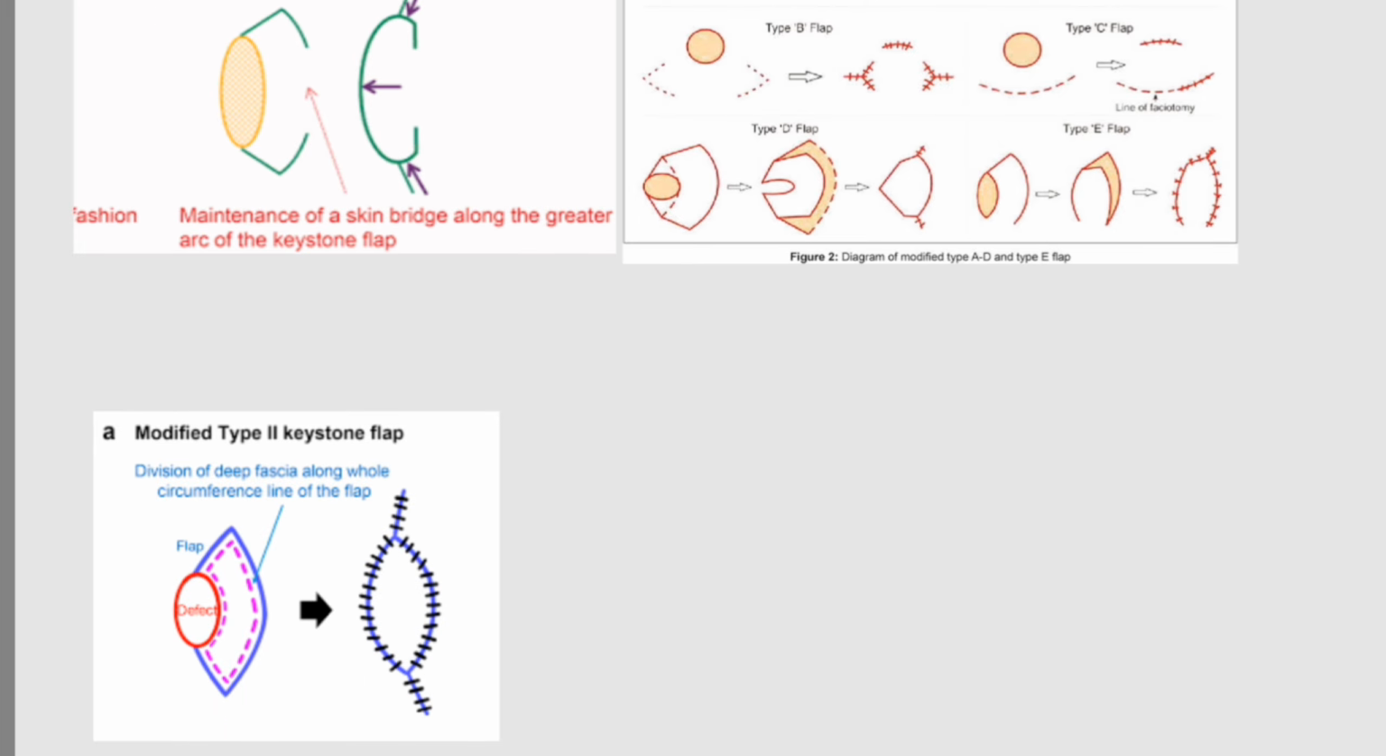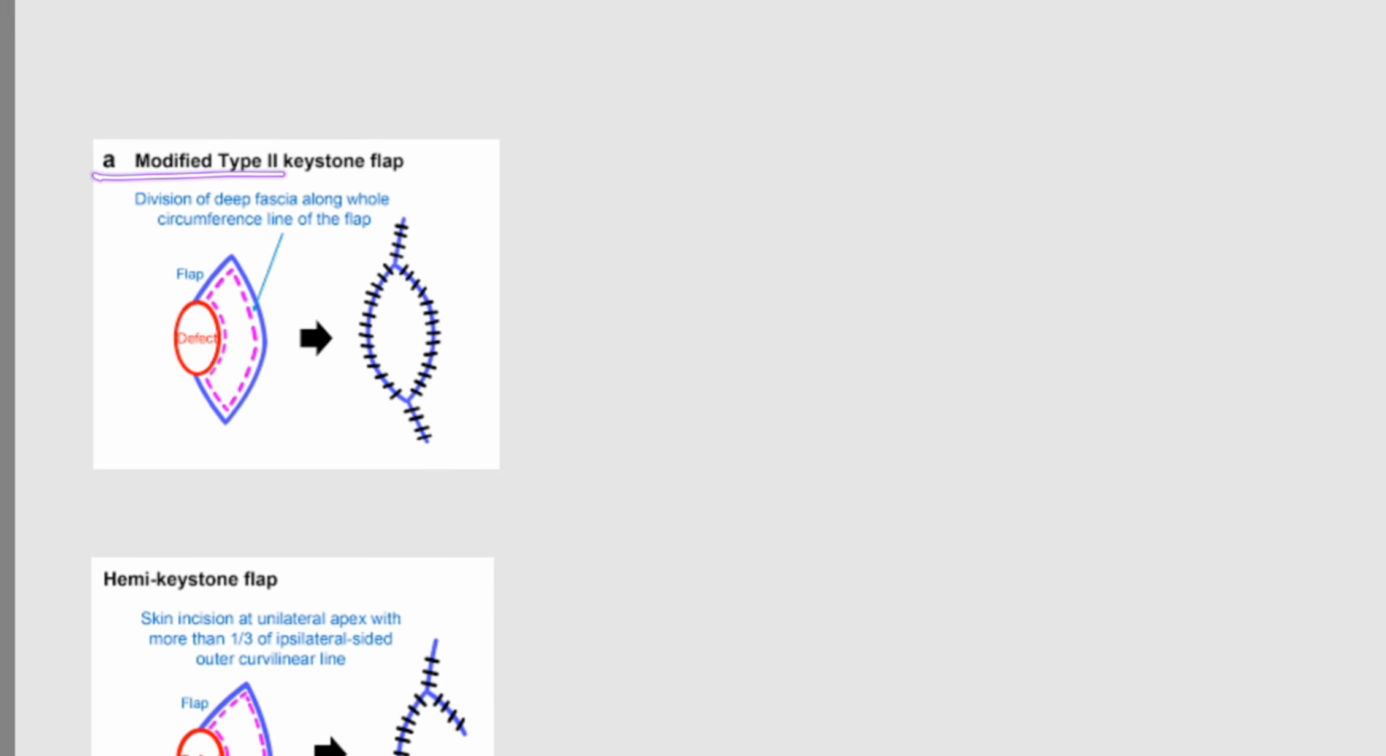Now coming to the other modifications. Coming to the modified type 2 Keystone flap. Here, instead of just the lateral edge of the flap, we also raise the medial edge of the flap. Here we have to make sure that the perforators are not damaged. This medial edge deep fascia incision increases the mobility greatly, but we have to take care of the perforators.